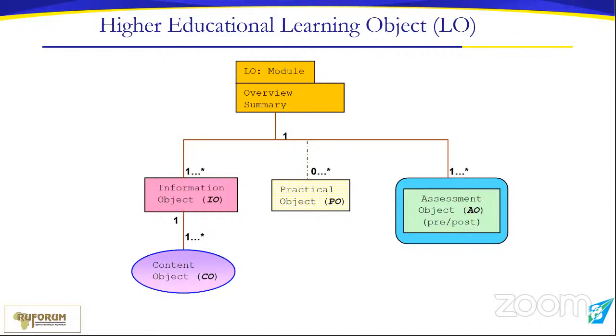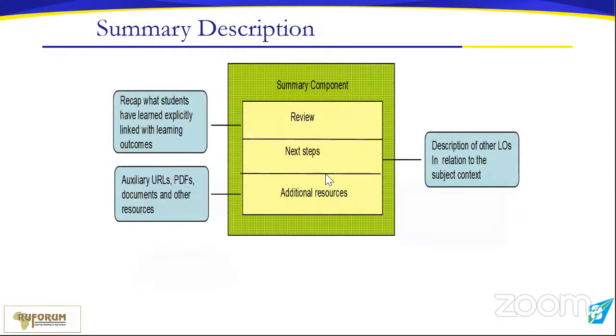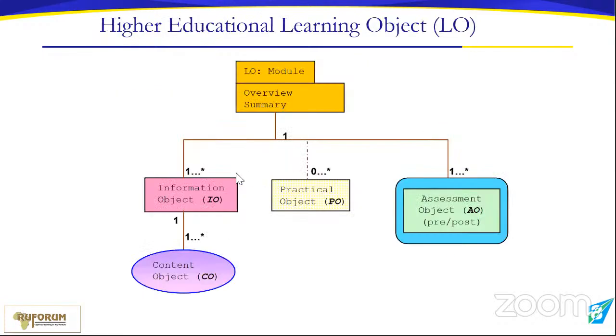So, higher education learning objects design. We have our module. This is the summary that I was discussing above, and how it looks. So all our topics become information objects. And in them, of course, if there's a topic that has an element of practical nature, then that becomes a practical object. And if at the end of that particular module there is an assessment, you have an assessment object.